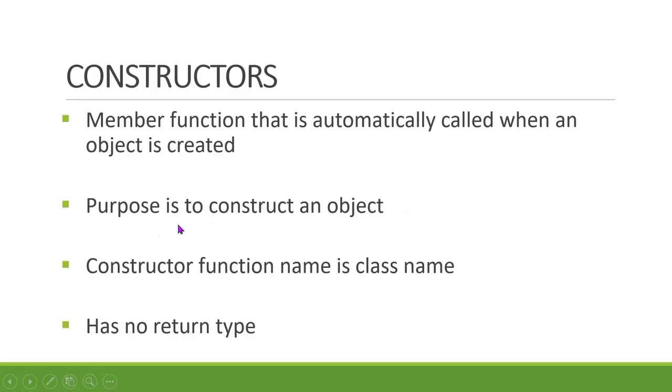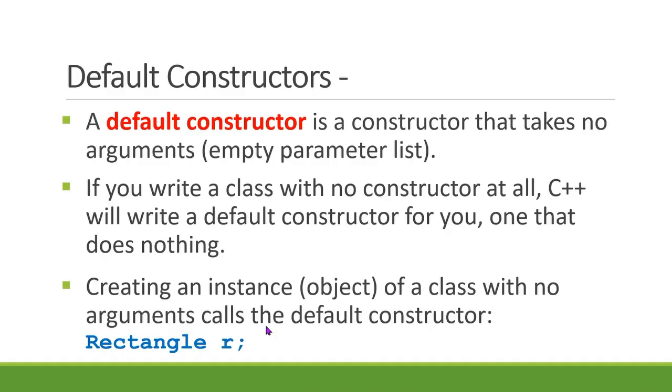I would like you to think of it as an initialization routine. The constructor function name is going to be the exact same name as the class. Also, constructors are not allowed to have a return type, not even void. There's two types of constructors. A default constructor is a constructor that takes no arguments. In other words, it has an empty parameter list.